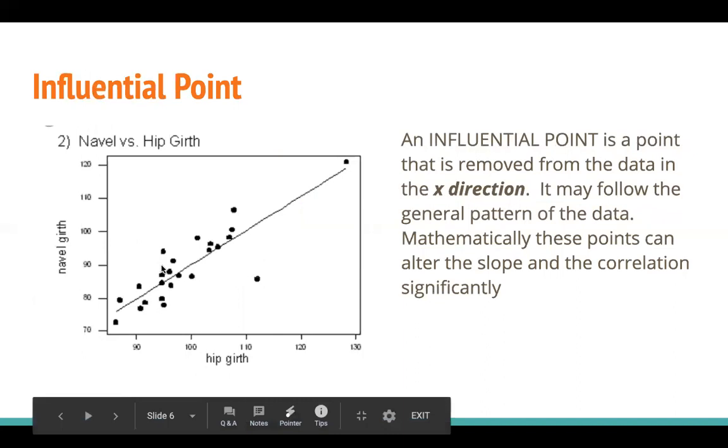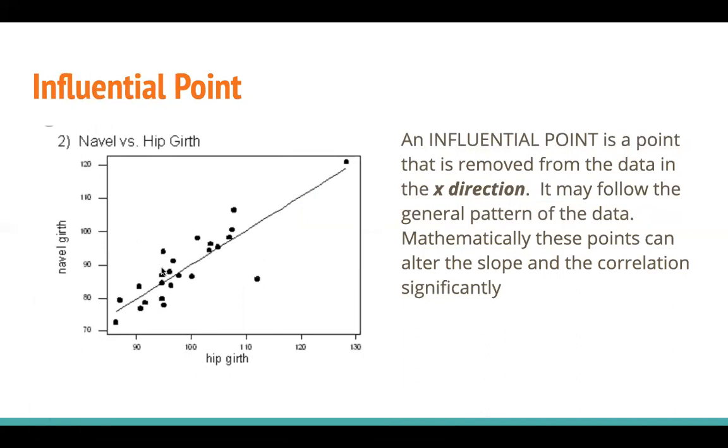An influential point is a point that is removed from the data in the x direction. So over here, there's this one point that's way far away from all the other data points. This particular one actually follows the pattern of the least squares regression line. That point is almost right on it. An influential point, when it's removed in the x direction, has a strong influence on the calculations, on the math, and it can alter the slope and the correlation significantly.